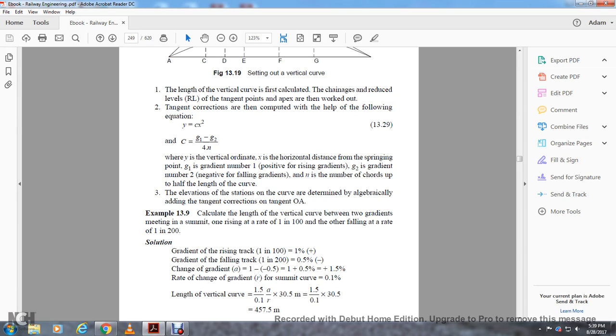The rate of change of gradient R for a summit curve is 1/10 of a percent. The length of the vertical curve is A over R times 30.5 meters, which equals 1.5 over 0.1 times 30.5, which is 457.5 meters.